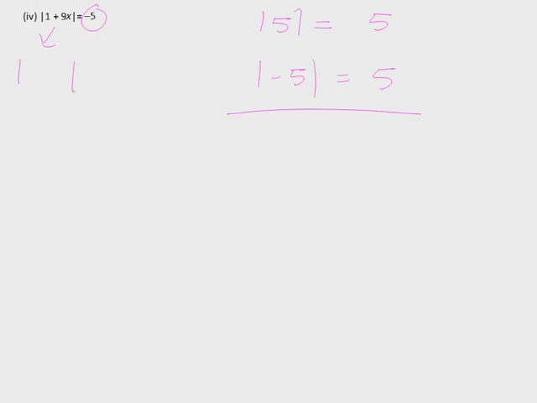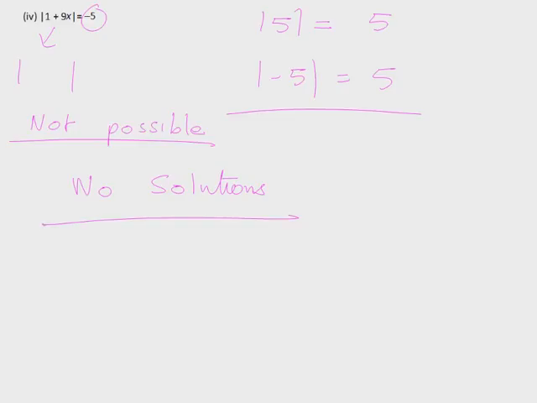It has to be 0 or more because the distance from 0 has to be either 0 or a positive number. So I can never get an absolute value of any expression equaling minus 5. Not possible. So there are no solutions. No matter what value of x I take, the absolute value of 1 plus 9x is never going to be a negative number.